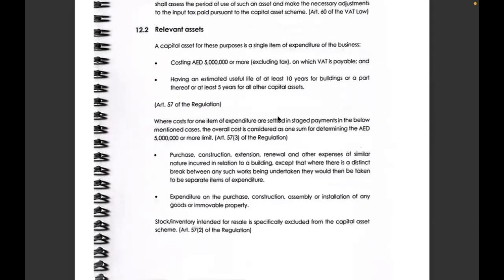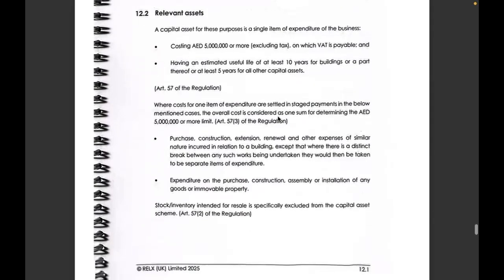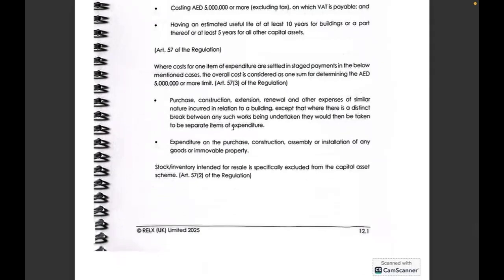That was Article 57 of the Executive Regulation, where costs for one item of expenditure are settled in staged payments, which is like consecutive invoices or periodic payments. In the below mentioned cases, the overall cost is considered as one sum for determining the 5 million or more limit, which is Article 57 of the Executive Regulation.